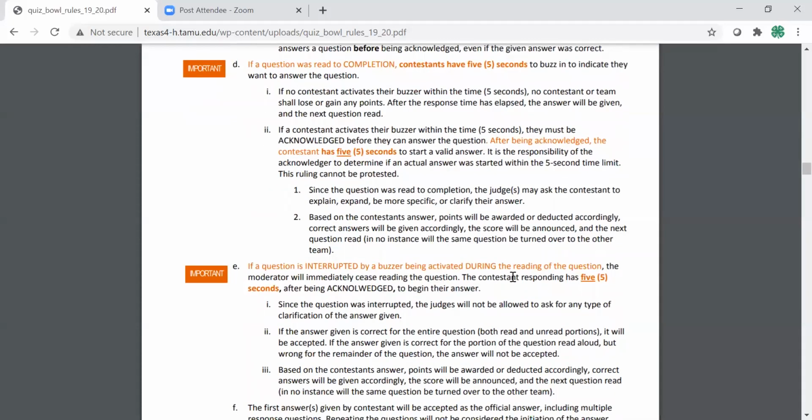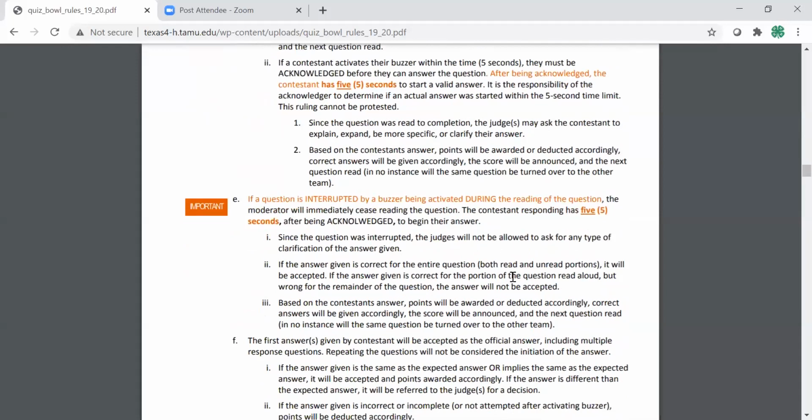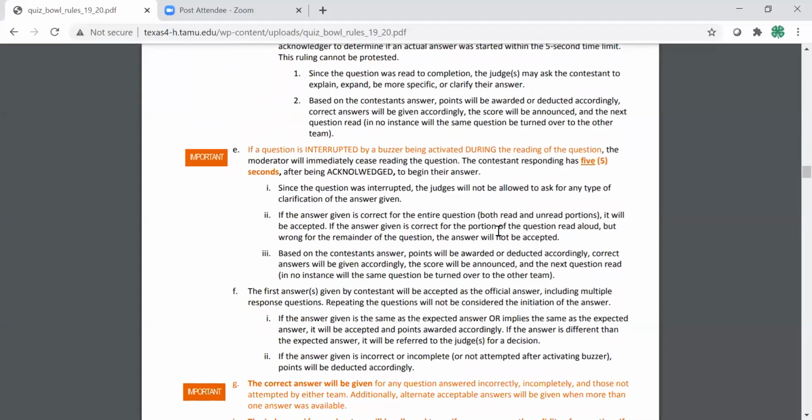If a question is interrupted by a buzzer, for example, if you think you already know it halfway through the sentence and you buzz in, they won't finish reading the question. And you have 5 seconds to start your response again after acknowledgement. If the question is interrupted by a buzzer, the moderator automatically stops, and so they're not going to give you the rest of the question.